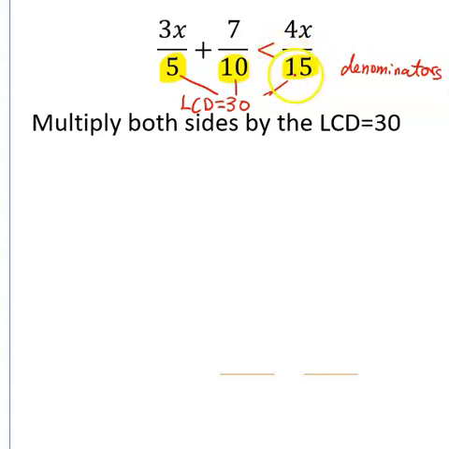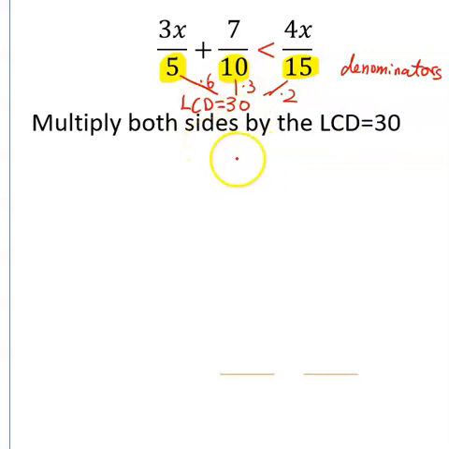number 15 and multiply it by 1, you get 15, but 10 doesn't go into 15. Multiply by 2, we get 30, and then you check whether the other two numbers can go into 30, and fortunately 5 goes into 30 6 times and 10 goes into 30 3 times. So that means 30 contains 5, 10, and 15 as factors. So this is the LCD.